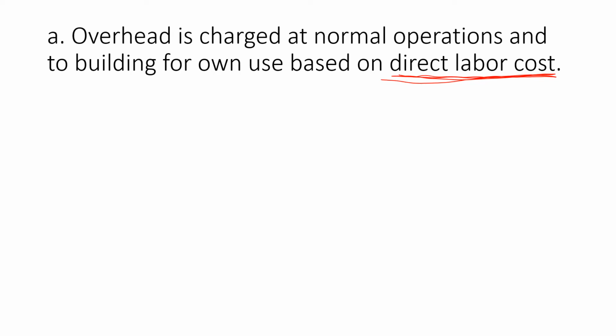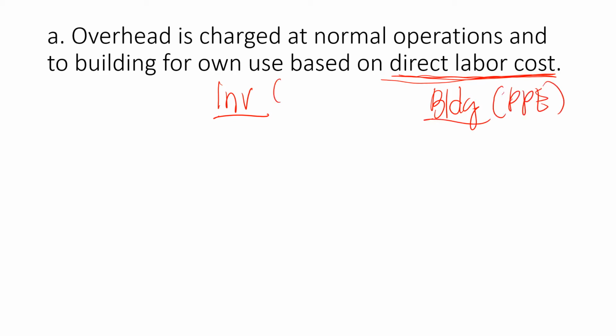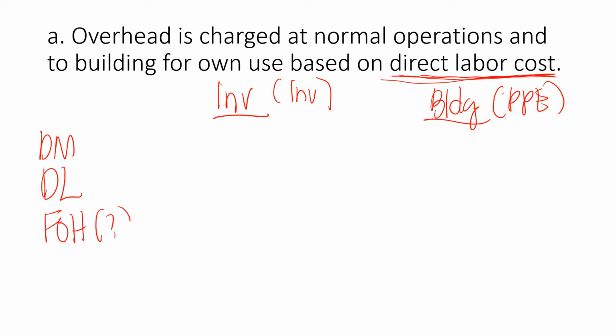Yan, ibig sabihin lang yan. So, we have inventory, ito yung for clients. Then, we have building. Ibig sabihin nito, ito yung PPE, ito yung for clients o ito yung inventory natin. So, we have direct materials, direct labor, and factory overhead. Actually, ito yung pinaka-problem natin, factory overhead.